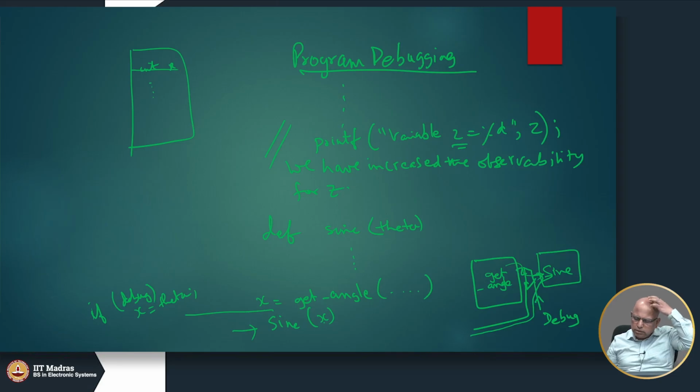Okay. So, that is how we can sort of debug, and the same idea can be extended to hardware also. That is what we are doing by improving the control. This is improving controllability, and this is improving observability. The printf statements are improving the observability, and these kind of assignment statements are improving the controllability. Is that okay?